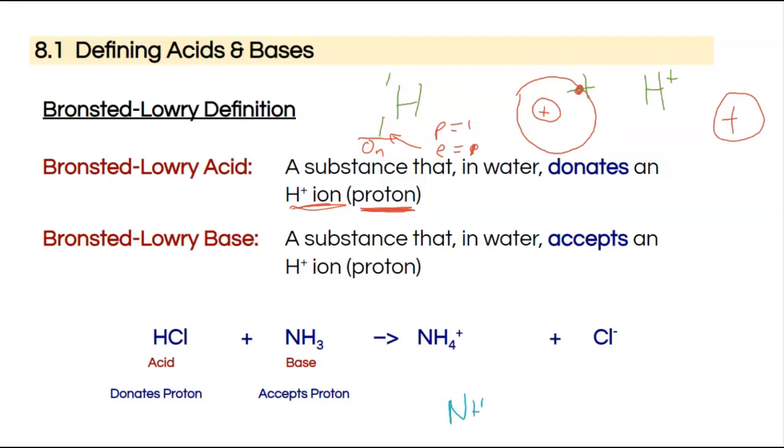If I had ammonia combining with water, and I'm saying that it's going to be a base, then what I see happen is that ammonia as a base is going to be accepting a proton. It's going to be accepting it from water. And when it does that, I end up with ammonium. But then water loses a proton, and then I end up with hydroxide.